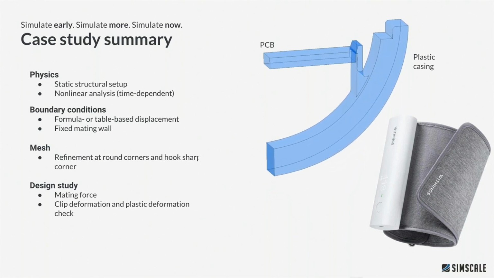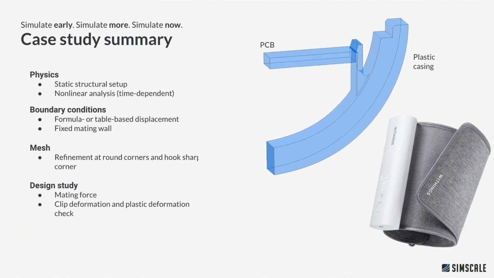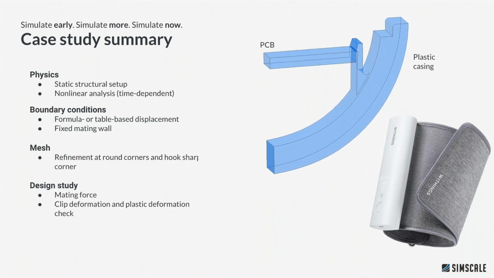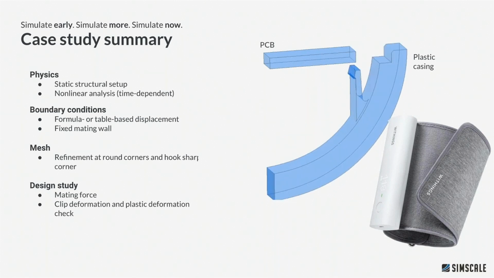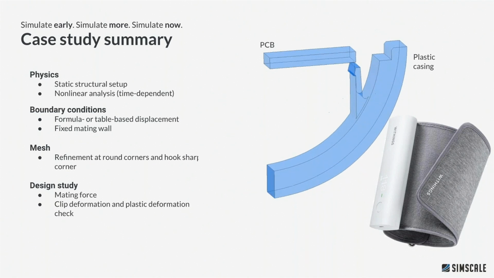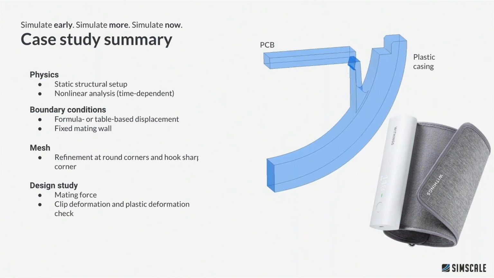The boundary conditions are quite simple, but we need to be rigorous while setting them. So we set a formula-based displacement or maybe a table-based displacement. It depends on the use of the simulation. And also, we are going to fix one of the walls of the PCB because this is the real design. So we need to have an assembly that doesn't move. So we ensure that it doesn't float.